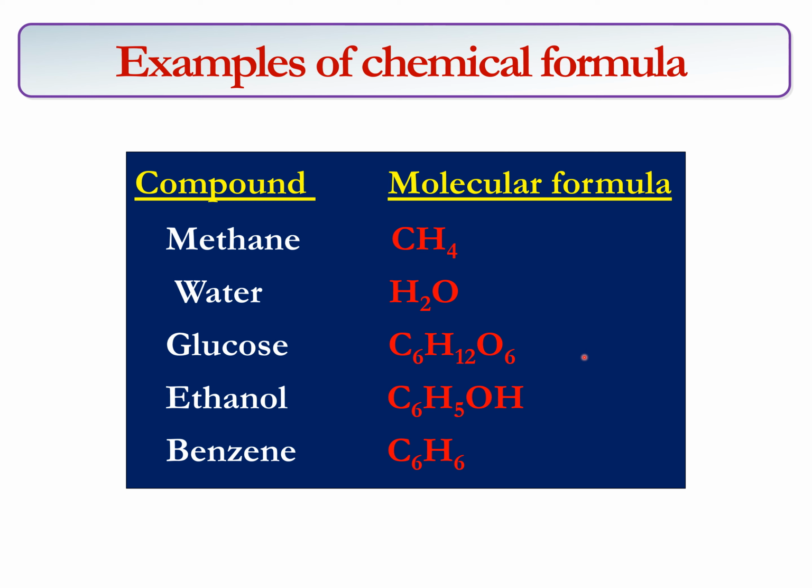Ethanol has this molecular formula. It has 2 carbon, 5 hydrogen, 1 oxygen, and 1 hydrogen. Benzene has 6 carbon atoms and 6 hydrogen atoms. So a chemical formula or molecular formula shows us the chemical symbols of the elements that are present in a compound, and it also uses subscripts to show the number of each element in that particular compound.